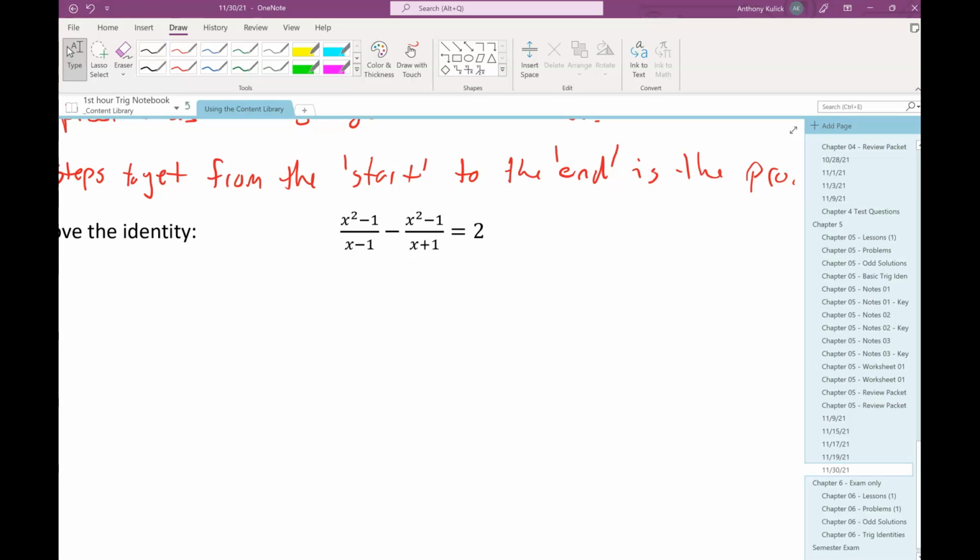Does anybody see anything that they could do to that left-hand side? Landon. I mean, maybe you could try and get a common denominator. Great. So we have 2 fractions that are being subtracted. One thing you could do is make a common denominator so you could actually do the subtraction. That's one thing for sure that I was thinking about. What else? That's probably the most obvious thing also.